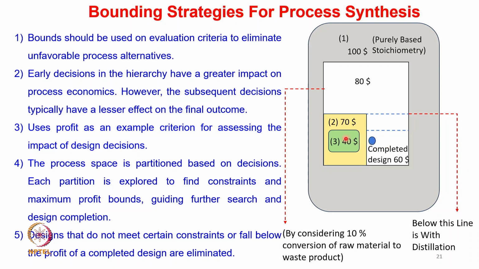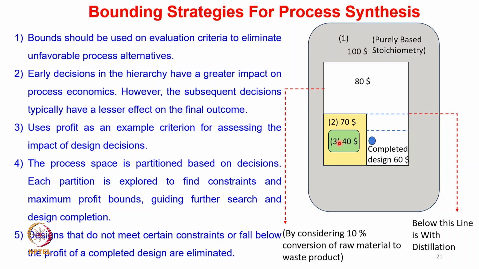So again, in this left hand side block, we can look at the different constraints present in the problem in order to complete the design. And let's say we come across another constraint, and because of that constraint the profit actually reduces to $40. So clearly one can see that the block shown by a green color here has a lower value of the profit compared to this completed design. So clearly this particular block has to be eliminated.